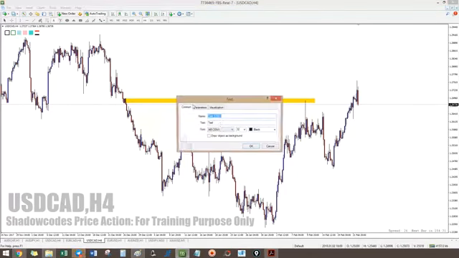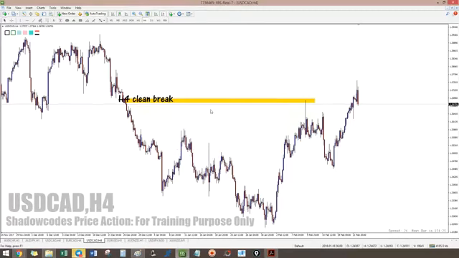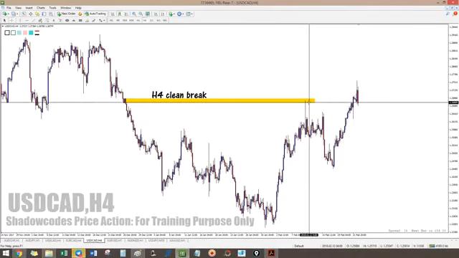We have H4 clean break, USDCHF. Must we go on H4 and drop down, or can I begin at M15? You can also begin on M15. Also can, but your take profit will not be like in H4.